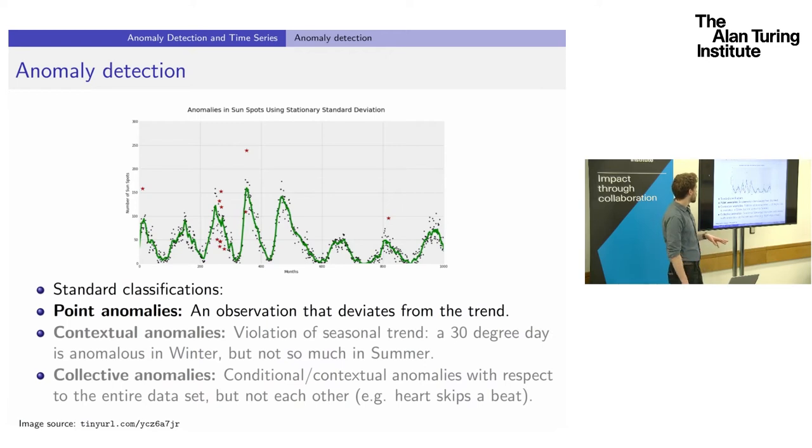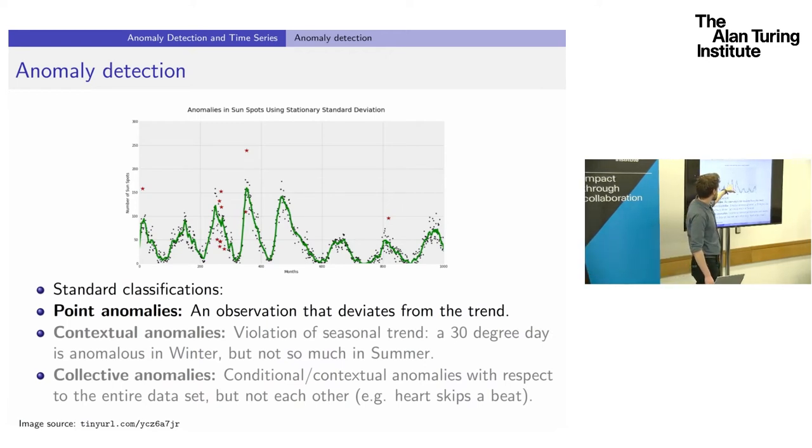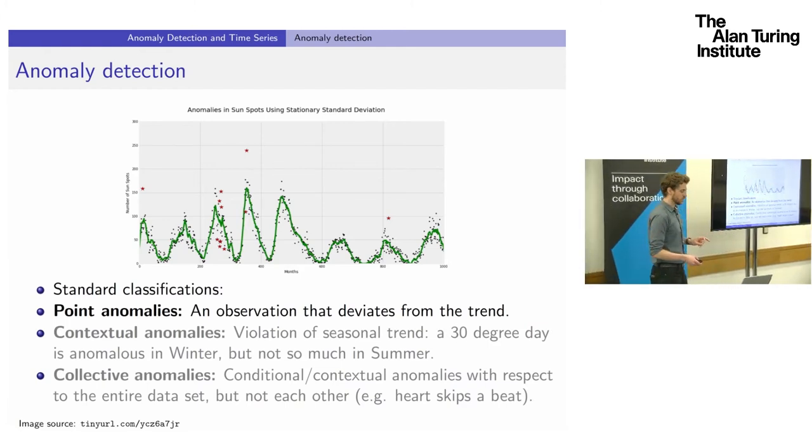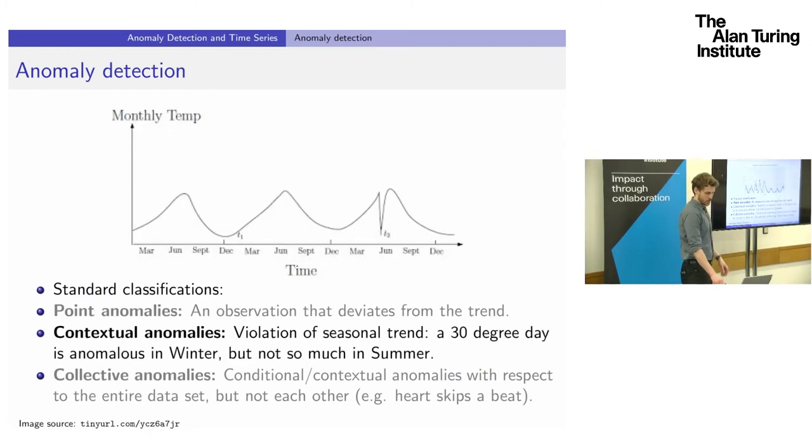Now, types of anomalies are usually classified in the following way. First of all, point anomalies. So these are observations that deviate from the trend. So in this case, these are sunspot data. The stationary standard deviation provides an indicator of what counts as a usual data point. Okay, so it's the individual data point that matters.